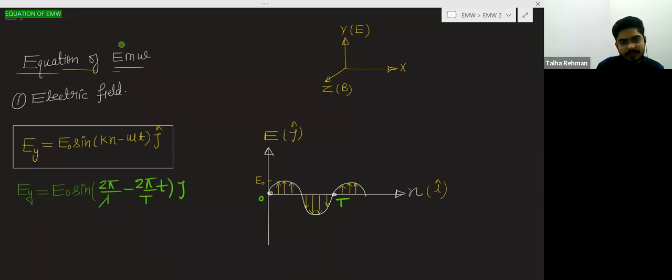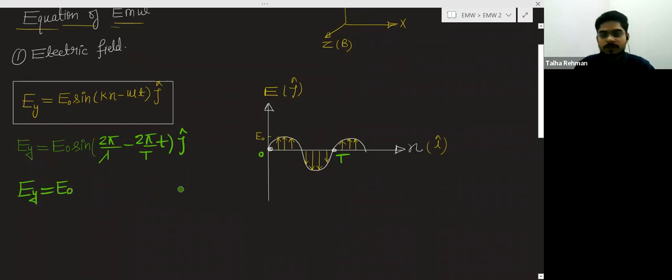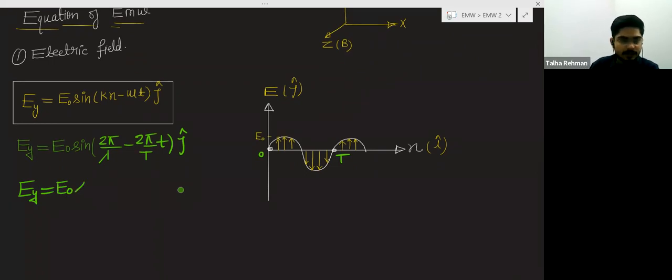This is j cap. So j cap means the electric field is along j cap. Now you can take 2 pi common. This is E naught sine, and you can take 2 pi common. So you can write here 1 by lambda minus 1 by T, this is t by T basically. And this is j cap.